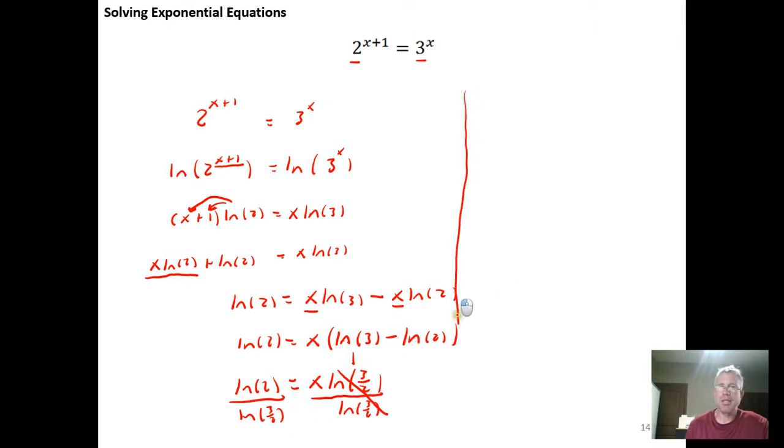So sliding up the page here, I get x times 1 is just x. And x is equaling, on the left hand side, natural log of 2 divided by natural log of 3 halves. This is the exact answer.